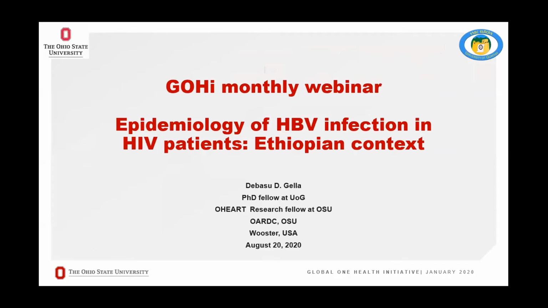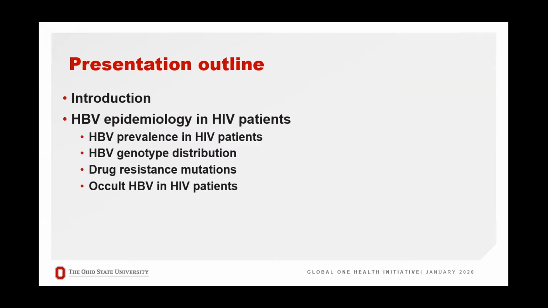Okay, thank you very much, Dr. Laura, for your introduction. My name is Debasu Damte, and I am a PhD fellow at University of Gondar, and currently a research fellow at Ohio State University. I will be talking on epidemiology of Hepatitis B virus infection in HIV patients, and I'll be focusing on the Ethiopian context based on some research work done before I came here. I will focus on introduction and Hepatitis B virus epidemiology in HIV patients, its prevalence, genotypes of the Hepatitis B virus, drug resistance mutations, and occult Hepatitis B virus in HIV patients.